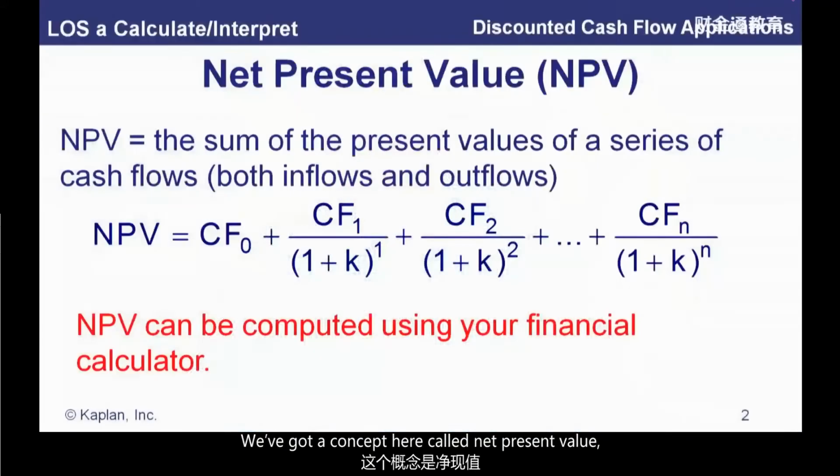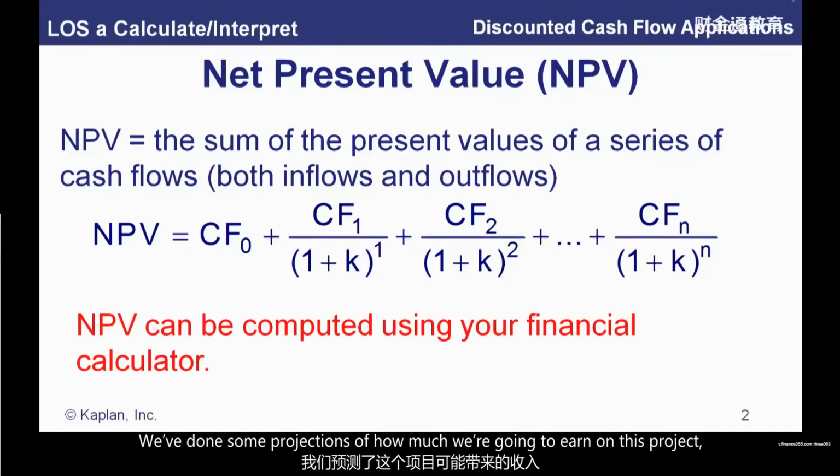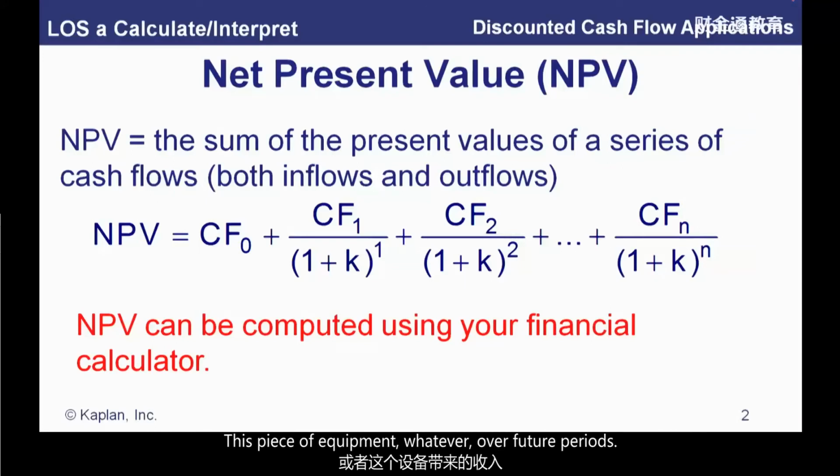We've got a concept here called net present value, and we use this with projects. Give you a little context here. Say we've got a project where we've got to invest $1 million today, and we've done some projections of how much we're going to earn on this project, this piece of equipment, whatever, over future periods. Well, now we've got to look at the present values of those future cash flows and compare them to the cost in today's dollars, the present value.